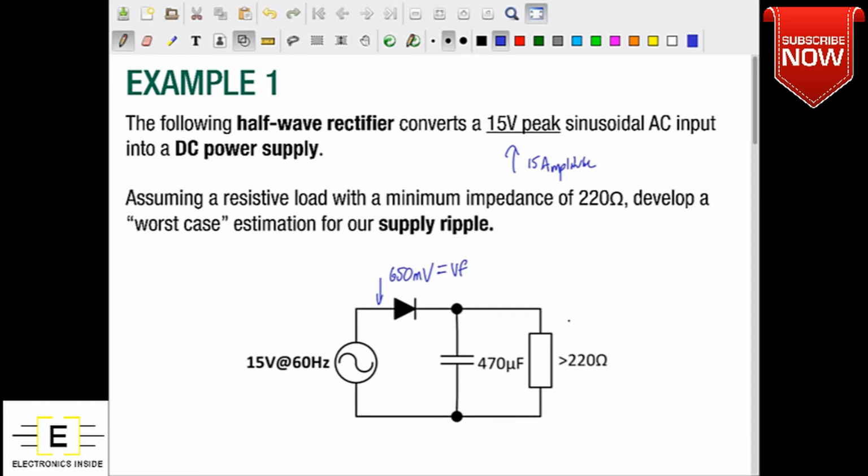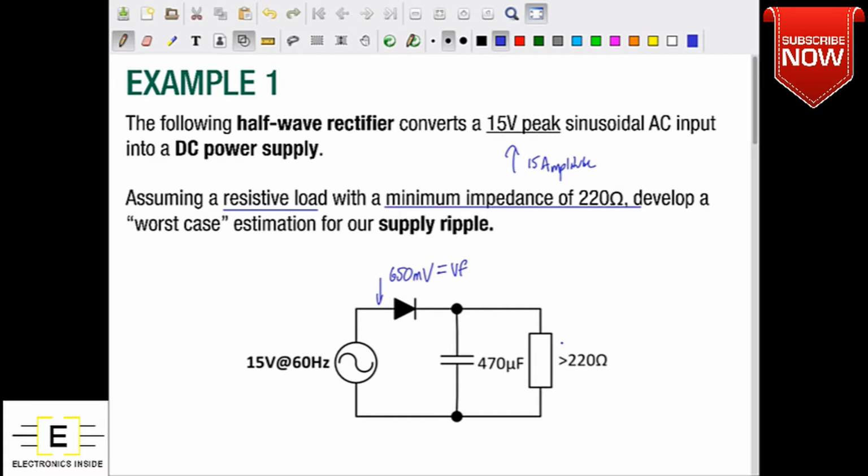We're also assuming that the load connected to this power supply is a resistive load with a minimum impedance of 220 ohms. That means the lowest impedance this is ever going to have is 220 ohms. And we can effectively use that minimum impedance to determine what the maximum current we can expect that load to draw is at a given voltage.